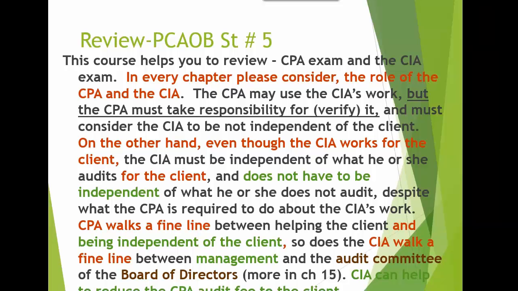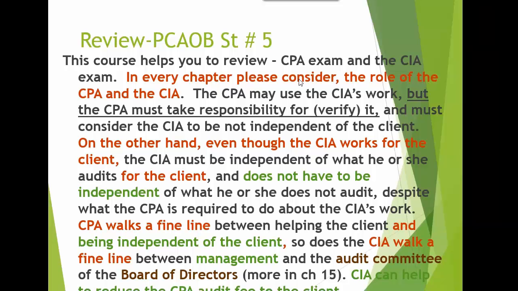So the CPA walks a fine line between helping the client and being independent. CIA, same thing, is we are working with management. There's no question about that. We live with them. We are part of the same organization. But at the same time, our independence is driven by the fact that the auditor gets their responsibility and their role directly from the board of directors.